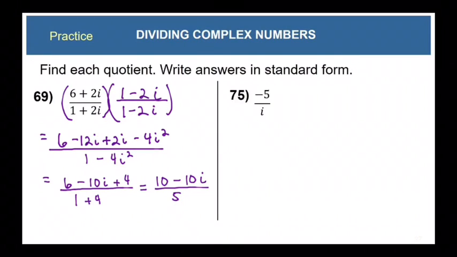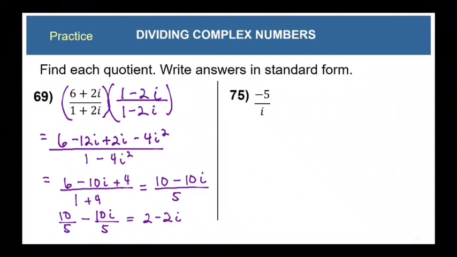Okay, now the division part is done, and we now want to write our answer in standard form, which means taking this complex number and splitting it into two separate terms, and then simplifying each fraction separately. So 10 over 5 is 2, and 10i over 5 is 2i.